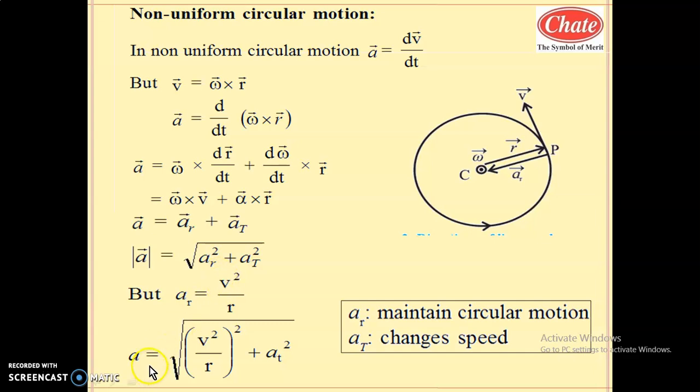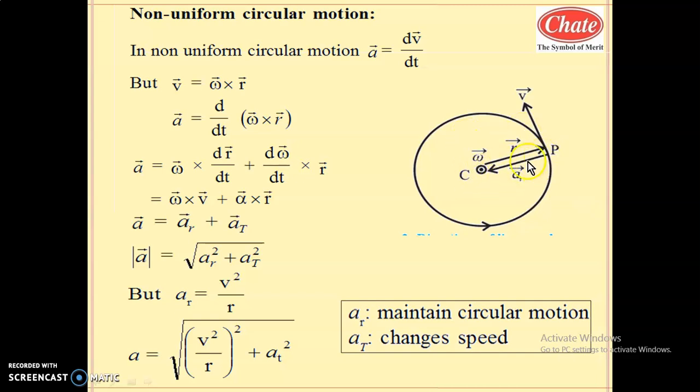Hence the net acceleration in non-uniform circular motion, or simply the circular motion, is under root of the ar term, that is v square by r whole square. So radial acceleration is v square by r whole square plus tangential acceleration square. If we simplify further, the net acceleration is under root of v raised to 4 upon r square plus at square. Now what is the role of this radial acceleration in circular motion?